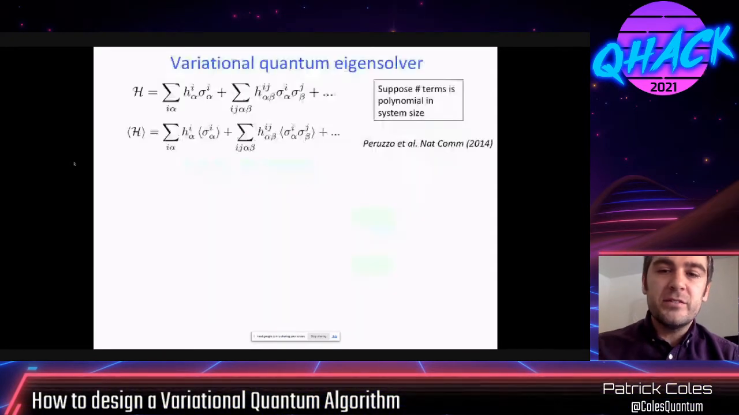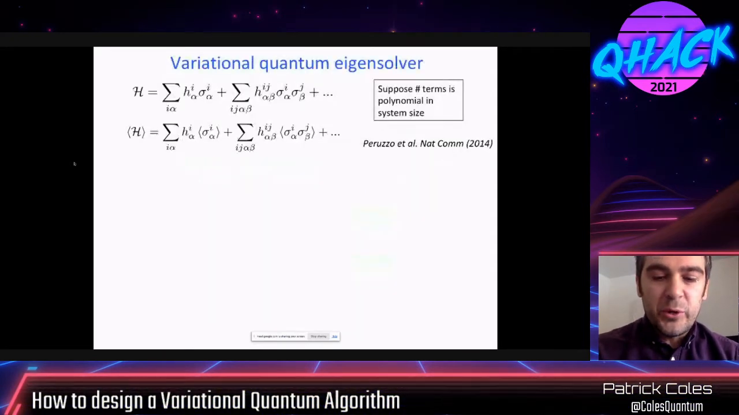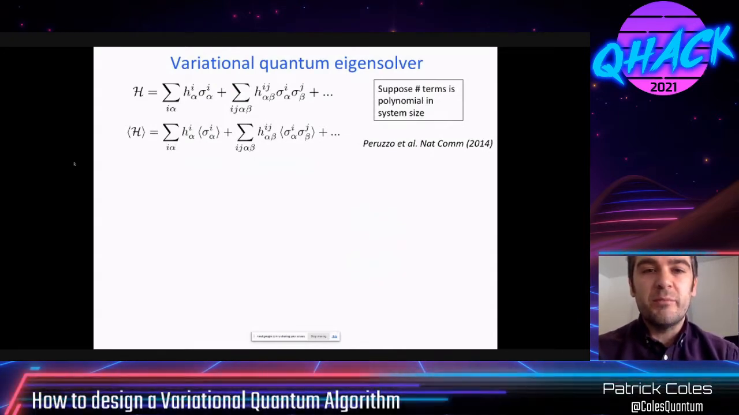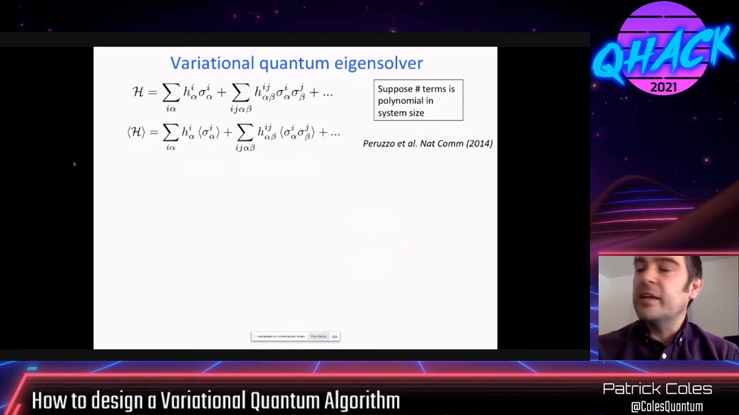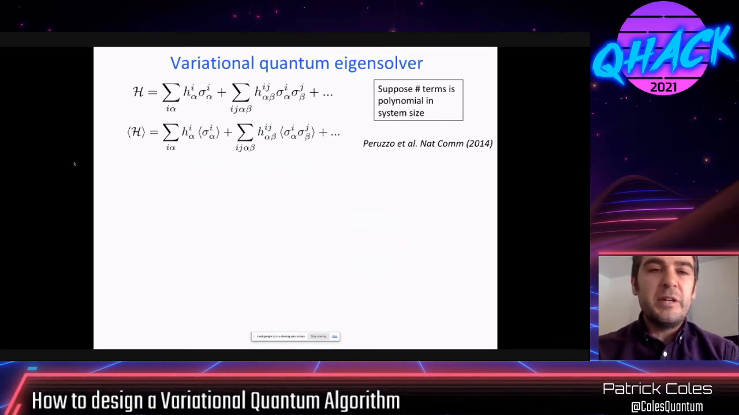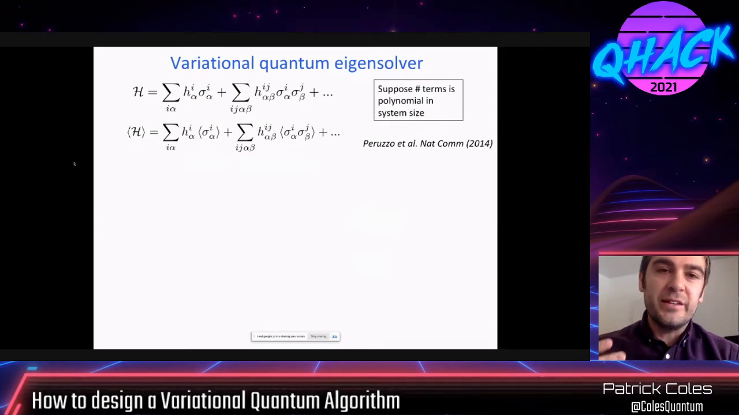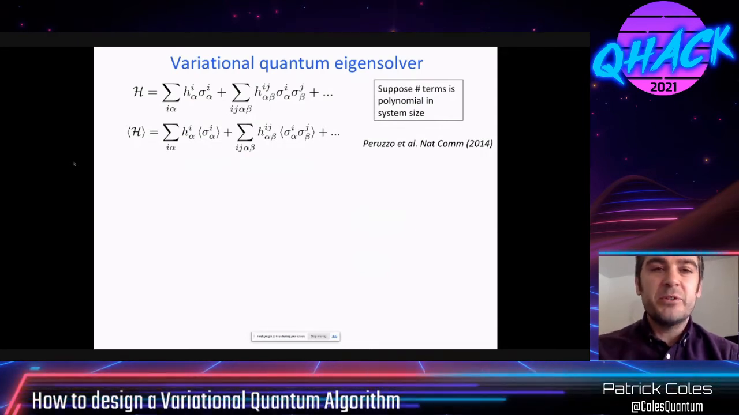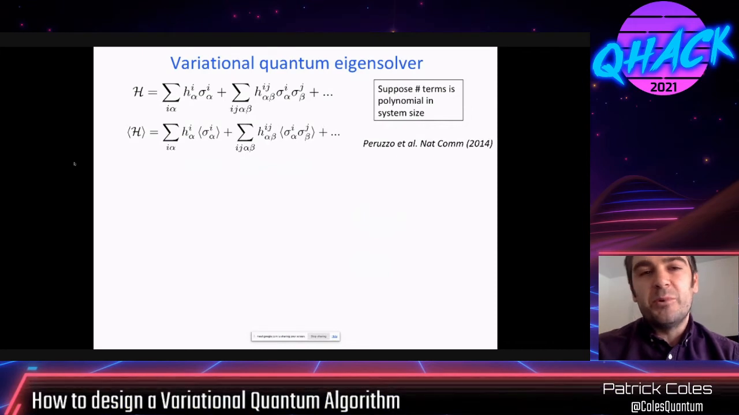Before getting into designing new variational algorithms, I thought I would mention the most famous variational algorithm, and that's the variational quantum eigensolver that came out in 2014 in this Nature Communications paper. So here the idea is that you want to find the ground state of some Hamiltonian, for example, solving for the ground state of some molecule.